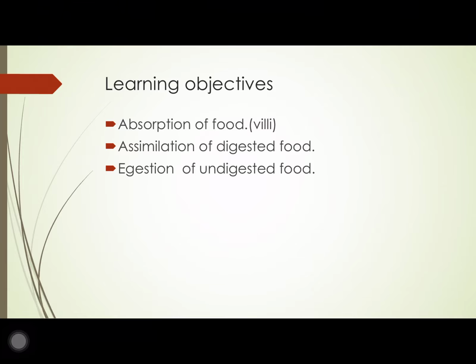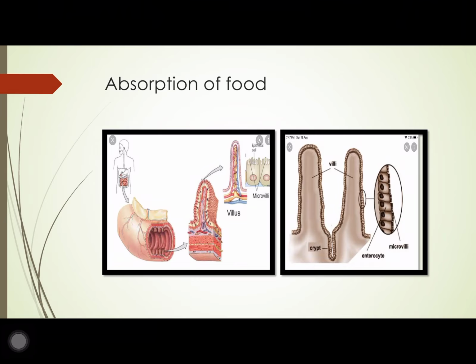Now first, the learning objectives. At the end of this lesson we will know how the absorption of food is done with the help of villi in the small intestine, how the food is assimilated here, and how the digestion of undigested food is done in the digestive system. So let us first start with the absorption of food.